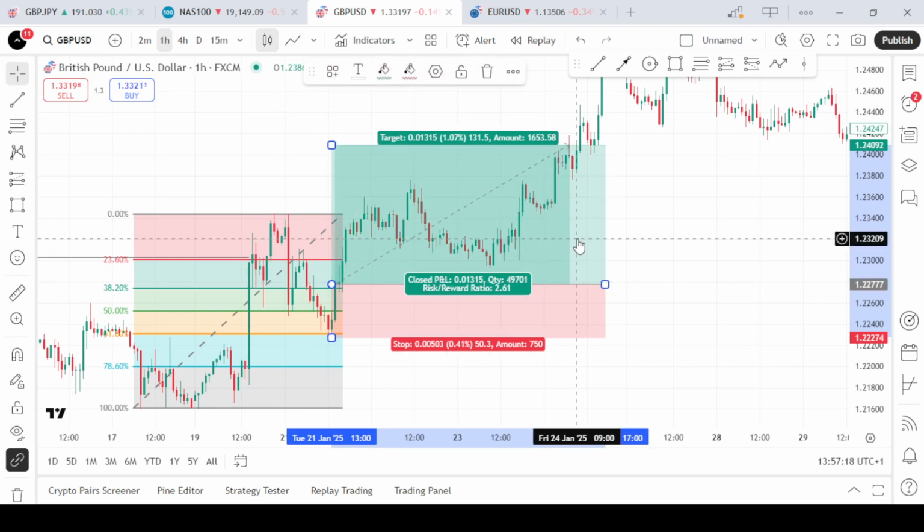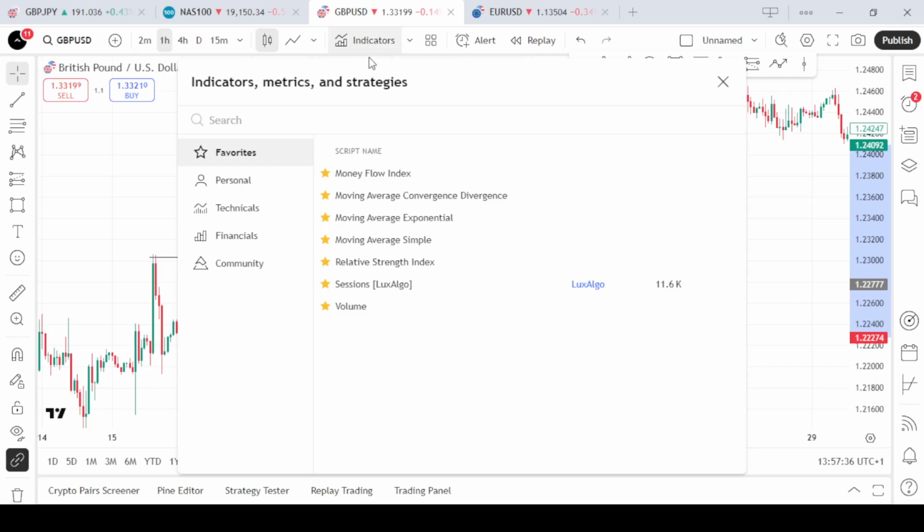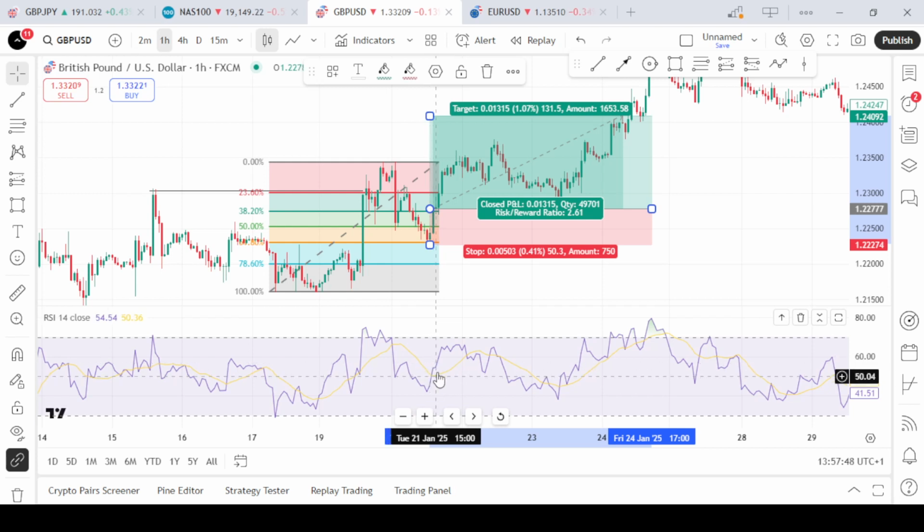You can also combine this with other tools. You can combine your golden pocket with other technical analysis tools. You can also look for alignment with support and resistance, or you can also make use of your RSI indicator and your moving averages to further strengthen the trade you are about to take. And as we can see, if you filter this with our RSI, it is above the 50 region, signifying that there is cause for higher prices.